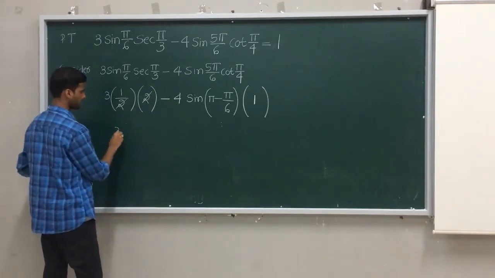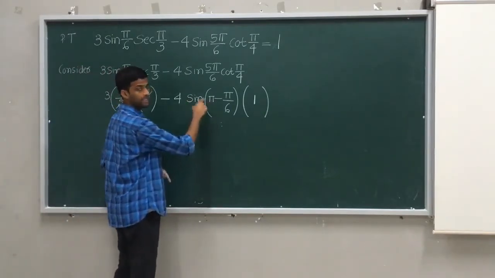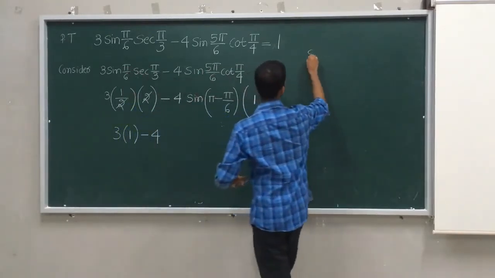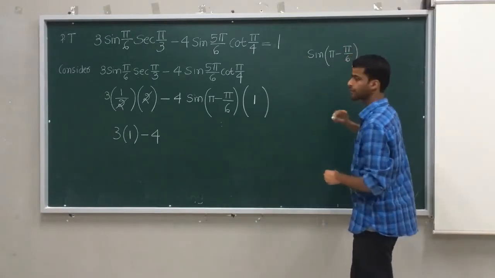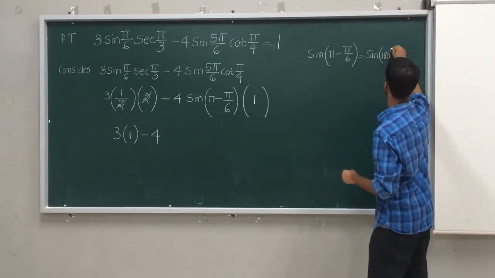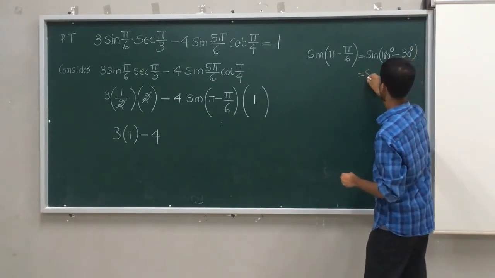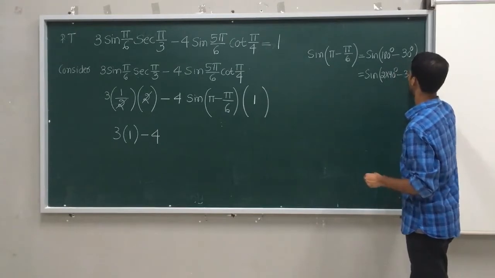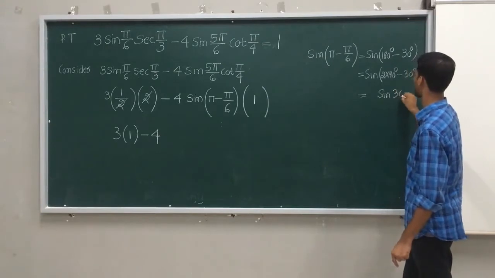Okay, 3 into 1 minus 4 times sin of pi minus pi by 6. Pi means 180 degrees, and 180 degrees can be written as 2 into 90 degrees. Just we will do that rough calculation. Sin of 180 degrees minus 30 degrees. I told that rule: 2 is an even number, and an even number means the function will remain the same function only. It is sin 30 degrees.